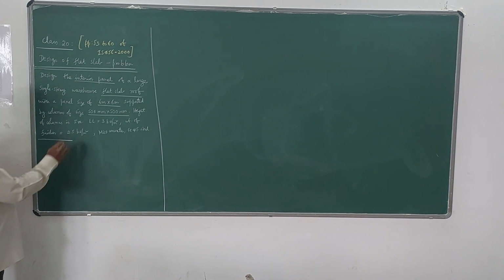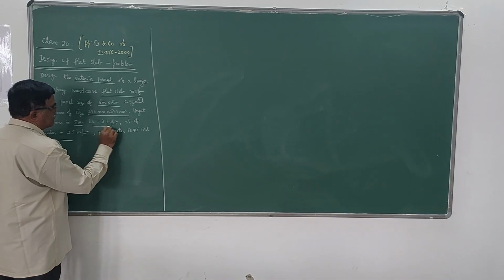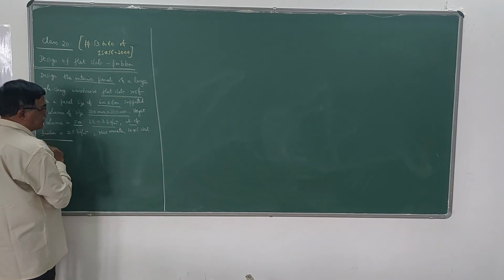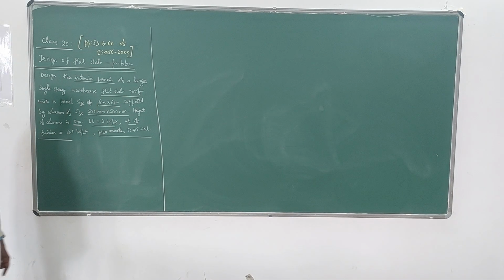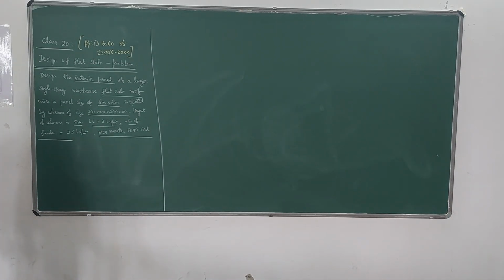So height of the columns is 5 meters. Live load is 3 kN per meter square. Weight of finishes is 2.5 kN per meter square. So materials used are M20 concrete and Fe415 steel. So this is the standard type of problem.